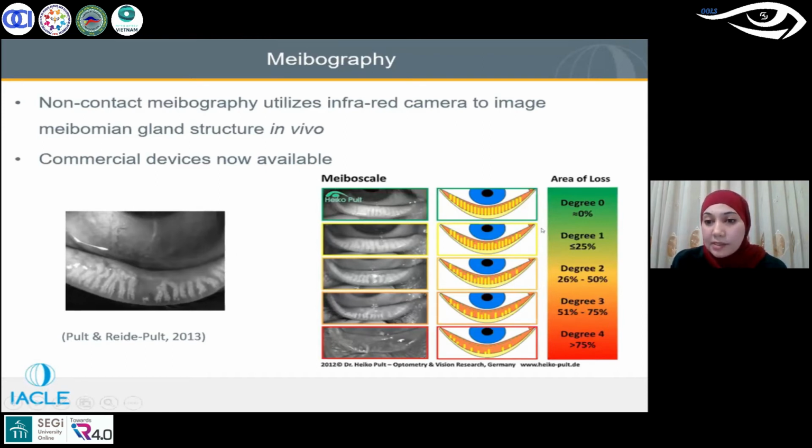There's also a grading for dropout or area of loss: 0 degree, which is normal. Degree 1, where more than 25% of the Meibomian glands are lost. And in grade 4, there's more than 75% of the Meibomian gland loss, which is in severe Meibomian gland dysfunction.